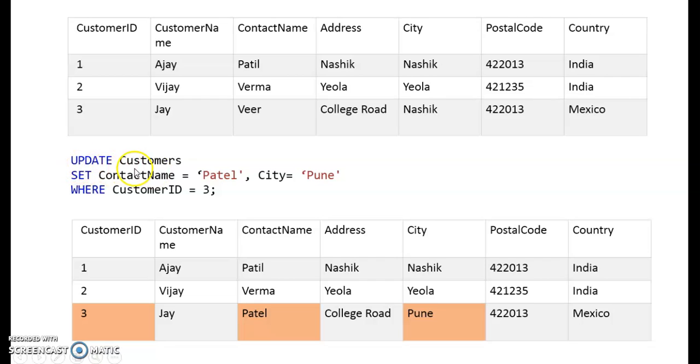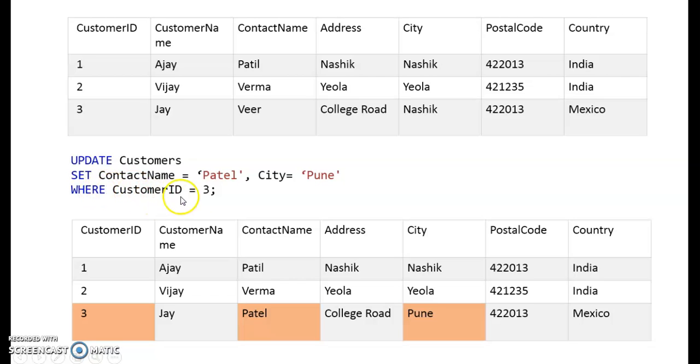Now see, update customer, that is my table name. Now set. Now here what value I have to change? The column name is contact name, so I am selecting the third column. Now the contact name is to be changed to Patel. Now this is the new value. And city, the fifth column, its new value is Pune. Now this value will be changed.